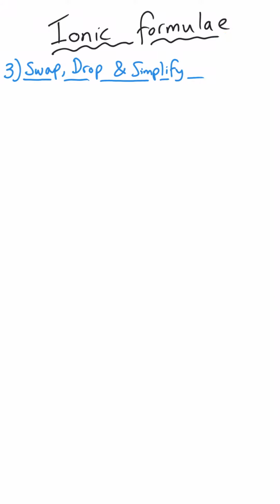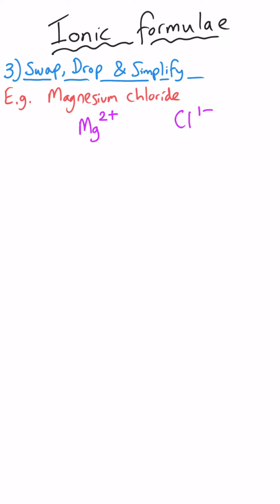The third method is often the method that people prefer at GCSE level, and it's fine to continue preferring it now, and that's called swap, drop and simplify. The method only has 3 steps. It will not steer you wrong, and it is probably easier than the other 2 methods. So we start by saying magnesium is 2+ and chloride is 1-. Then comes the swap. We swap the 2 and the 1 over, and in that swapping process we drop the positive and the negative charges, because ultimately formula should not have any charge left over, so we might as well drop them at this stage.